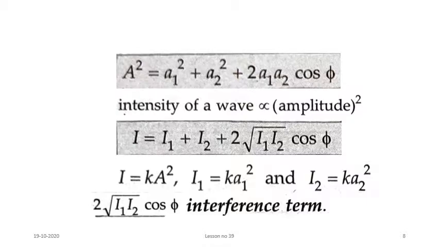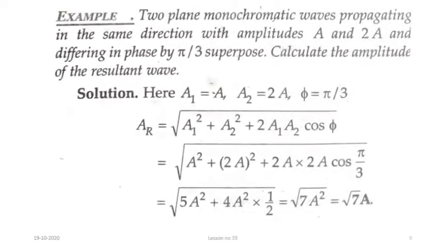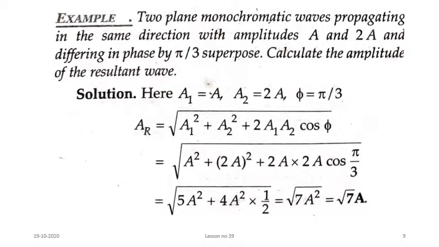Fine. So for homework: two plane monochromatic waves propagating in the same direction with amplitudes a and 2a, and differing in phase by pi by 3, superpose. Calculate the amplitude of the resultant wave.